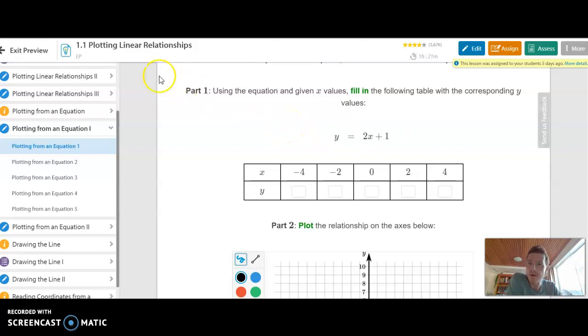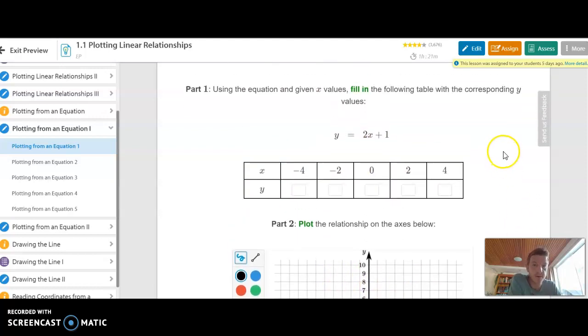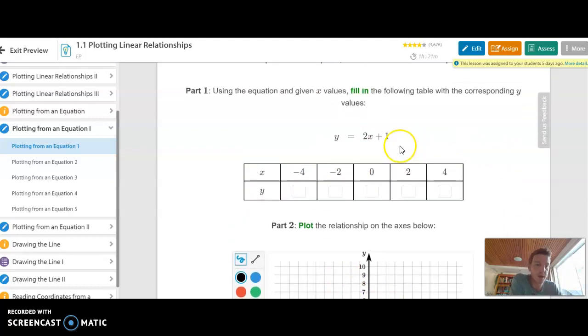So I'm going to start with this 1.1 plotting linear relationships. It's showing that link between an equation, a table, and then plotting that on a graph. So we're going to start with this equation, y equals 2x plus 1.